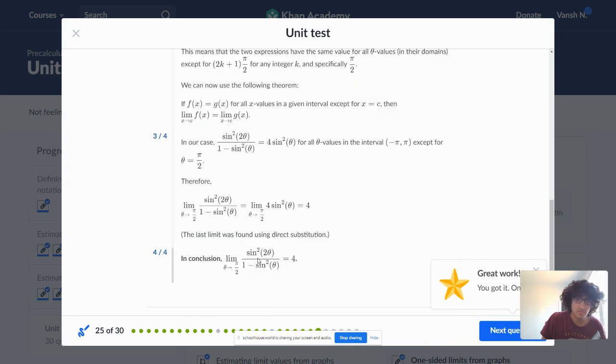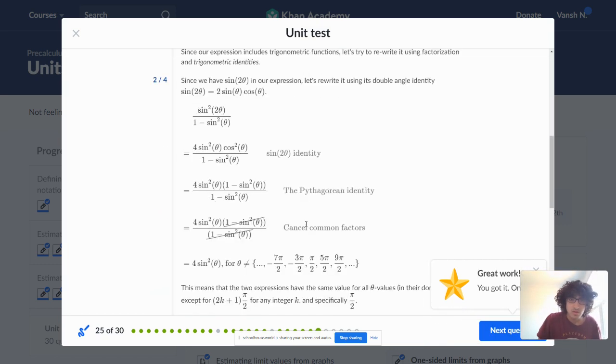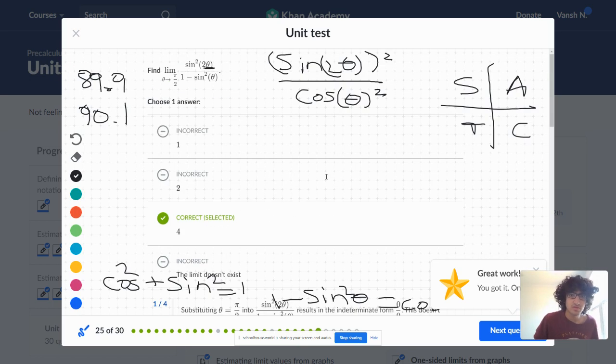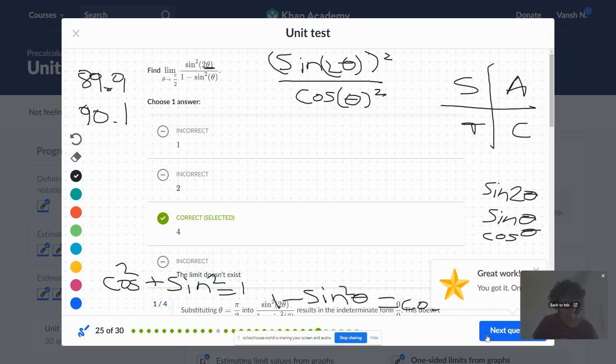What was it? So sine, okay, let me just remember this. Sine of 2 theta is equal to 2 sine theta cosine theta. Okay, all right, so just remember that identity.